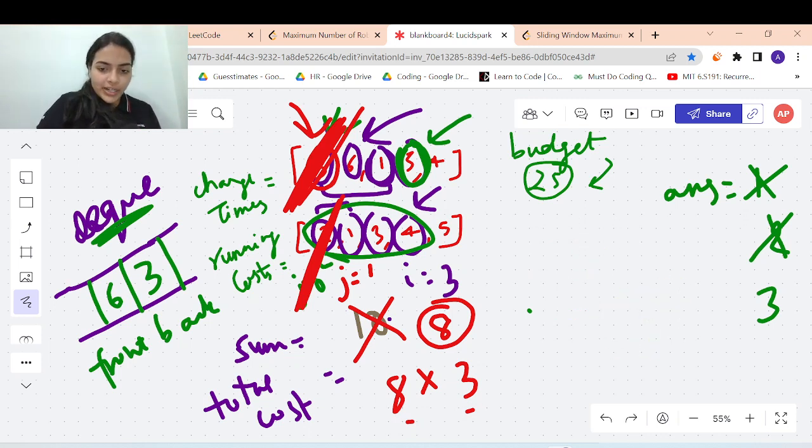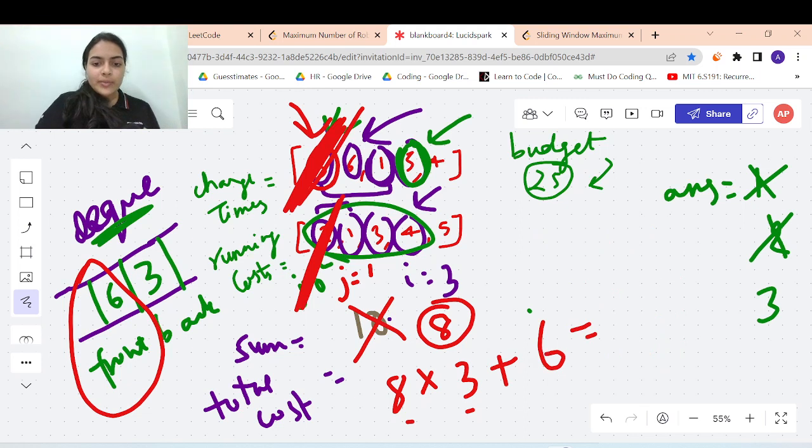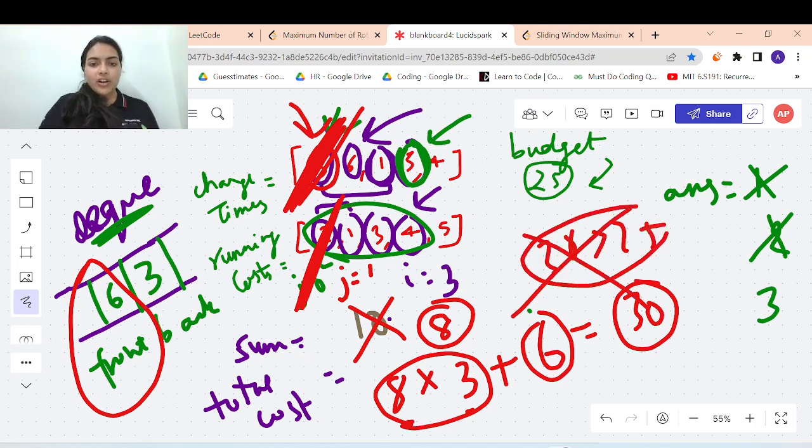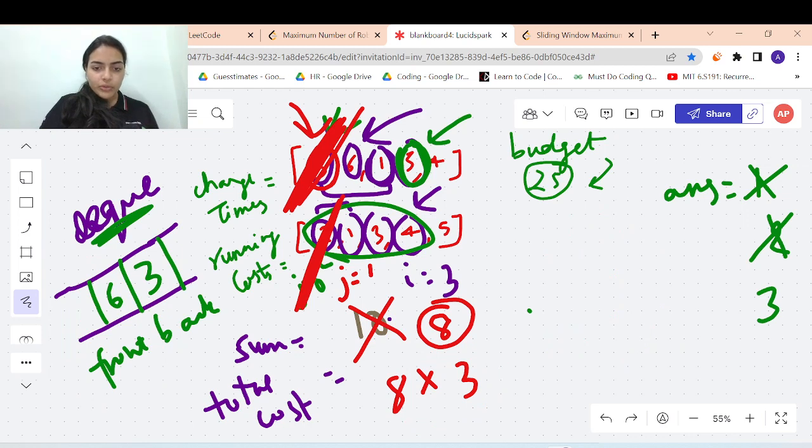There are 3 elements. There are 3 robots that you have picked, plus the maximum element. Maximum is still the frontmost element, which is equal to 6. 8 into 3 is 24. 24 plus 6 is equal to 30. Okay, so 30 is greater than 25. Still not acceptable. That means you still have to remove elements. Okay, so remove this element.